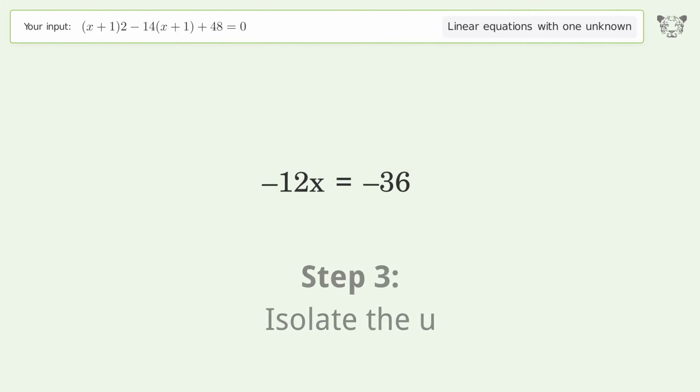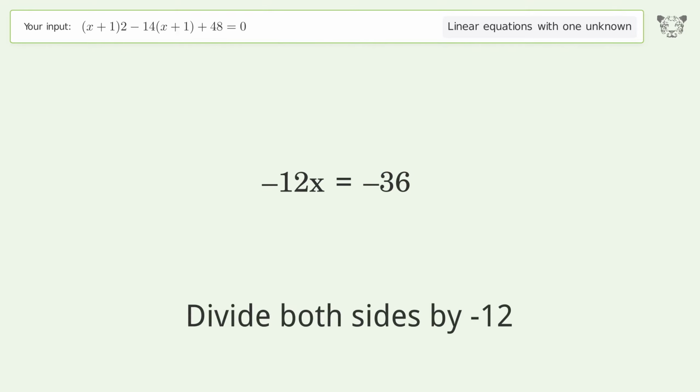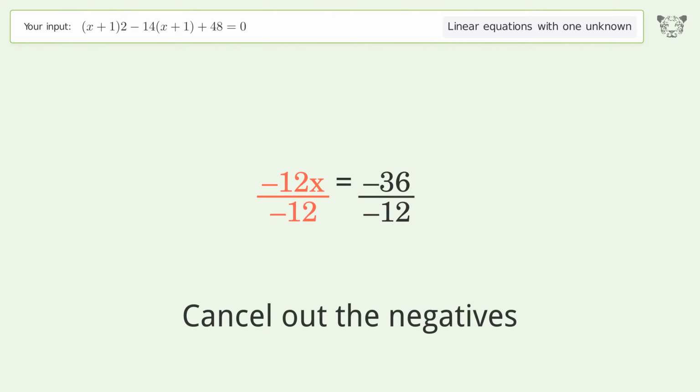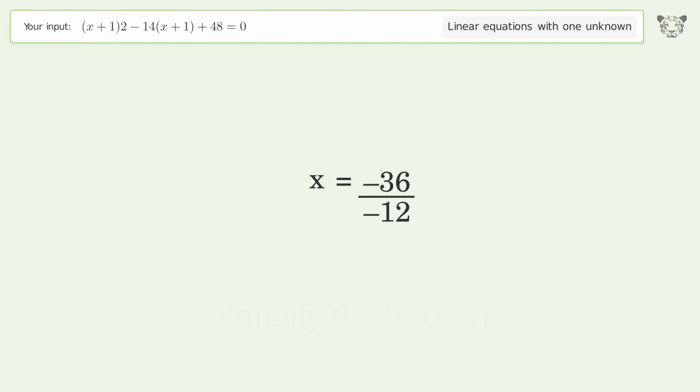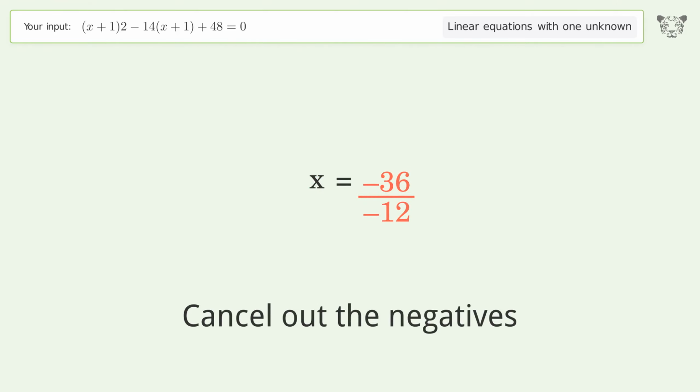Isolate the u. Divide both sides by -12. Cancel out the negatives. Simplify the fraction. Cancel out the negatives.